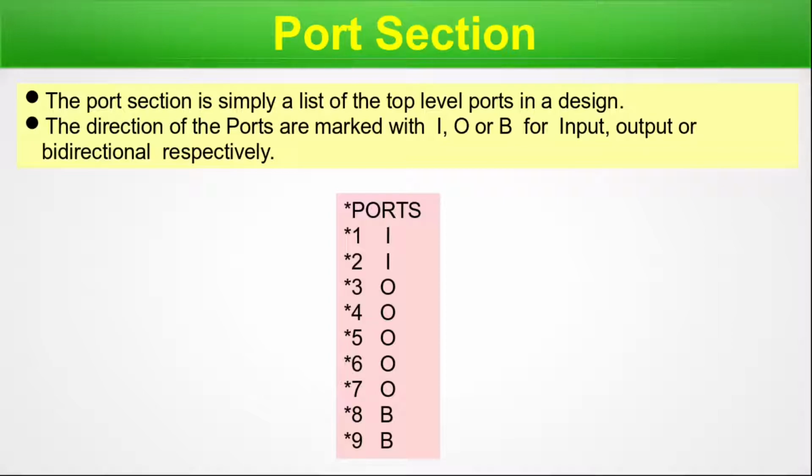Please don't confuse this I and O with 1 and 0. These are I and O. Whatever you have in the port section, those are I and O in the right hand column. Don't confuse them with 1 or 0. So let's move on. The DNet section.